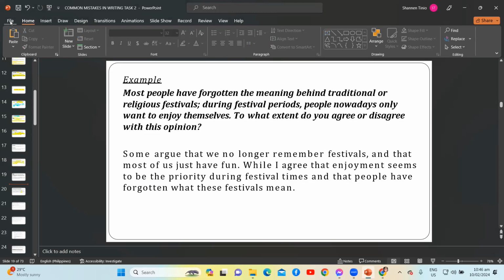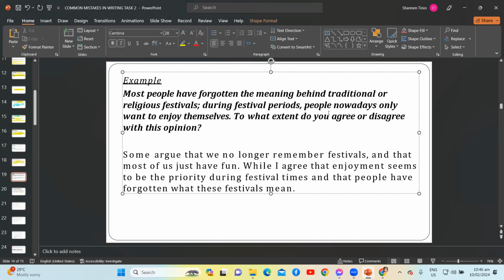Again, let's look at the instruction. To what extent do you agree or disagree with this opinion? Again, it's asking you whether you agree or disagree. It means choose one. You only have two choices, whether you will agree or disagree. So, ang topic is, most people have forgotten the meaning behind traditional or religious festivals. Nakalimutan na raw talaga, bakit ba tayo nagse-celebrate ng mga fiestas?